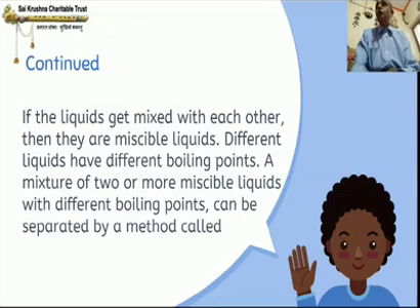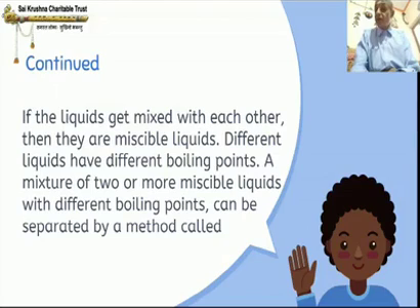When we mix that glucose D with water, it results in glucose syrup, which is given for the purpose of gaining energy. So glucose D powder and water, they are miscible. Glucose D and water are miscible, right? So if the liquids get mixed with each other, then they are miscible liquids.